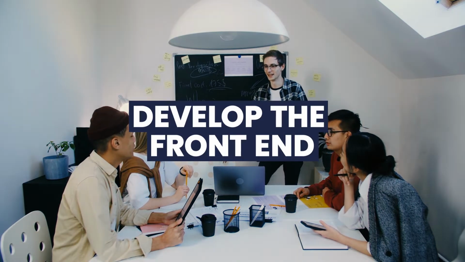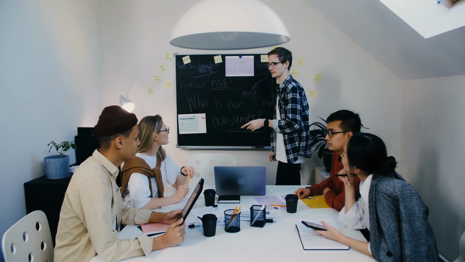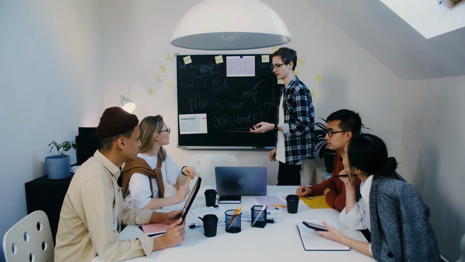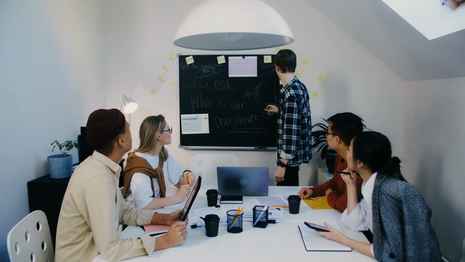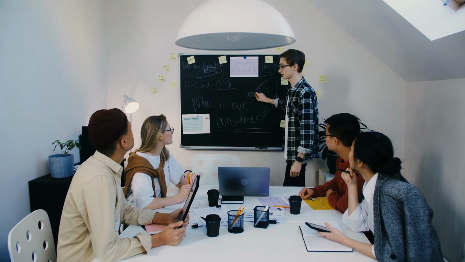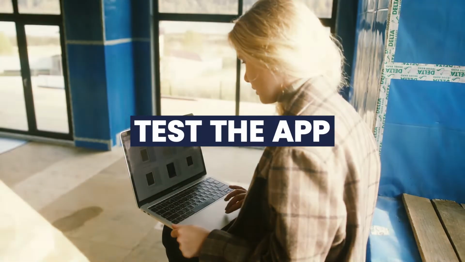7. Develop the front end. The front end is the part of the app the user can see and interact with. It is installed on the user's device and usually receives content or data from the back end using what we call APIs.